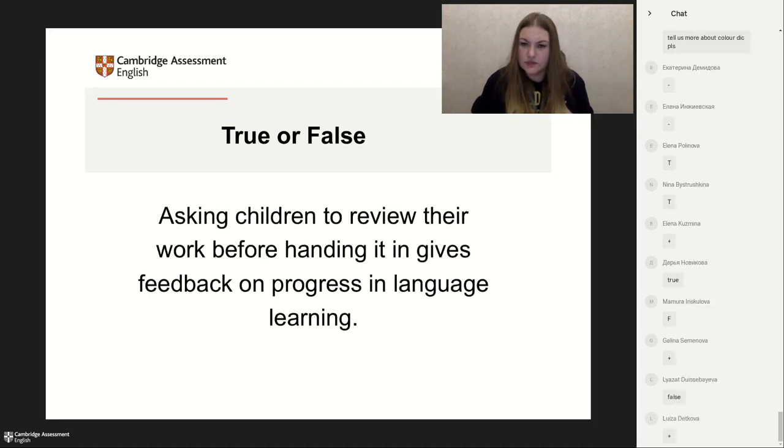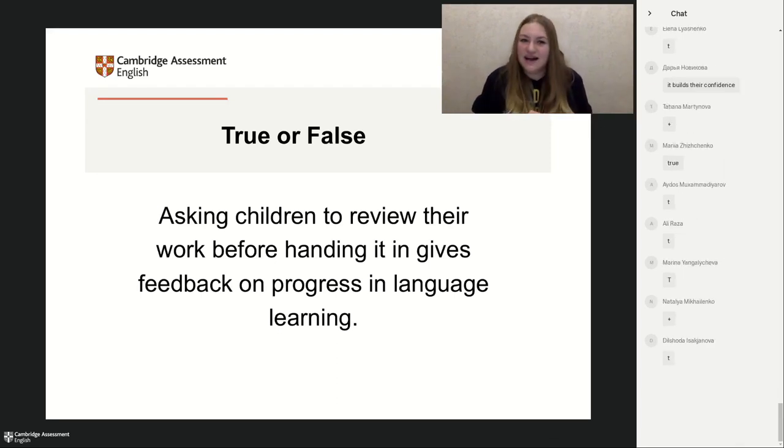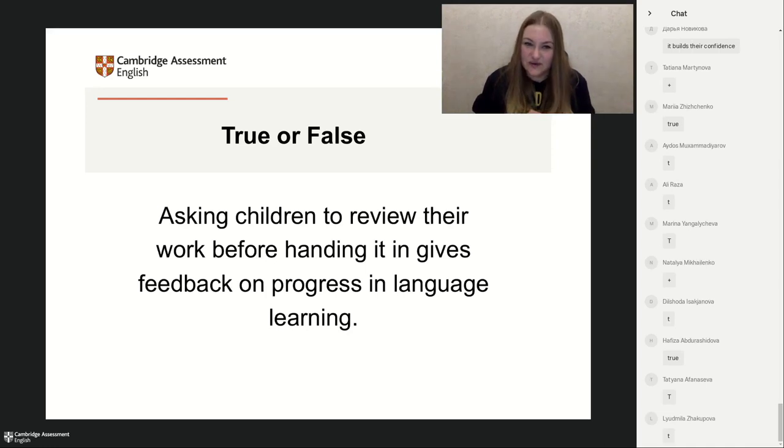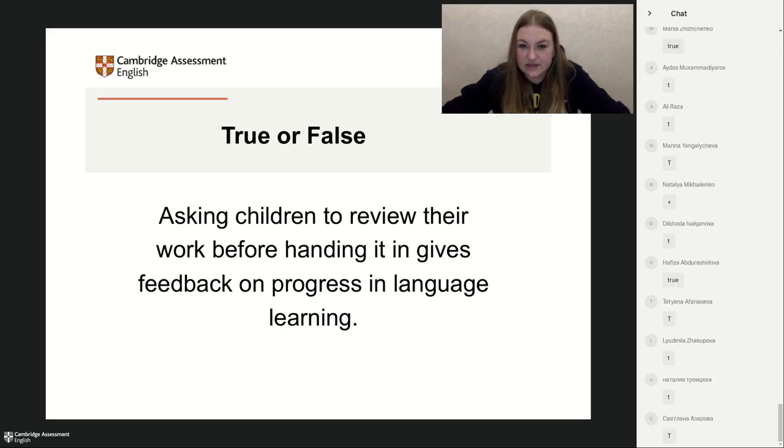So you think it's false? You don't give your students a chance to find the mistakes? Now, this statement is true. I always ask the children to review their work, to look at their test again, because we have to teach them. When they reread, recheck their work, it gives them a chance to find the mistakes and to correct the mistakes.